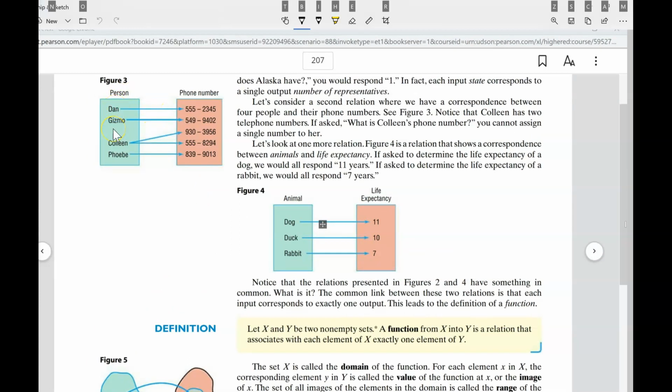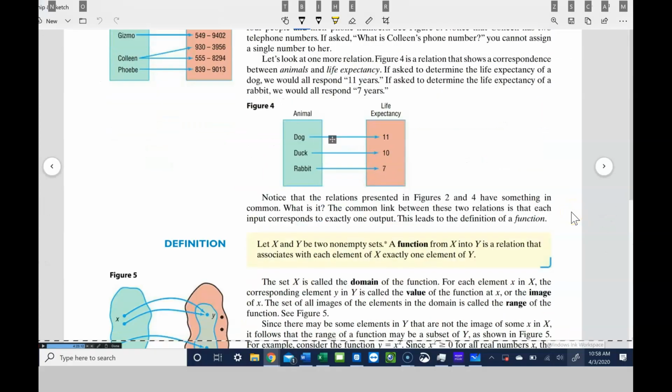However, look at figure 3. Let's think about the difference here. If I said, hey, everybody, what's Dan's phone number? Everybody would say the same thing: 5552345. But if I said, hey, everybody, what's Colleen's phone number? Then there would be a question mark. Wait a minute. There's 2 of them. I don't know which one to give. It's not perfectly predictable according to input, because there's more than one possibility. There's at least 2 here. So this is not a function because this input, Colleen, is associated with more than one output. I hope you can catch on to that and see the difference there.